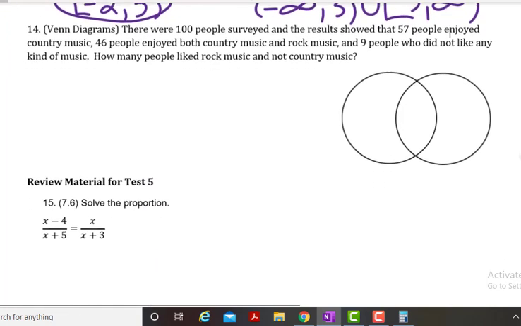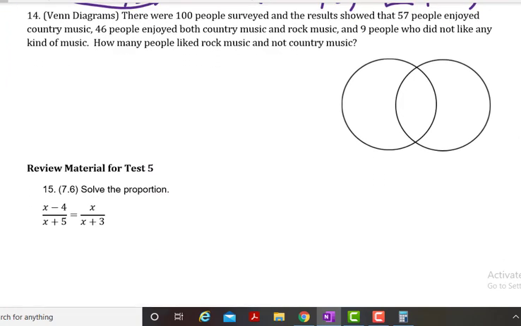Number 14, Venn diagrams. There were 100 people surveyed, and the results showed 57 people enjoyed country music. 46 people enjoyed both country music and rock music, and 9 people did not like any kind of music. How many people liked rock music and not country music?